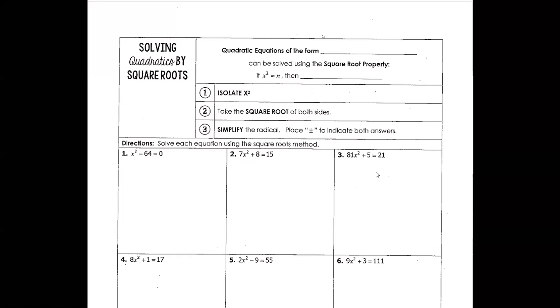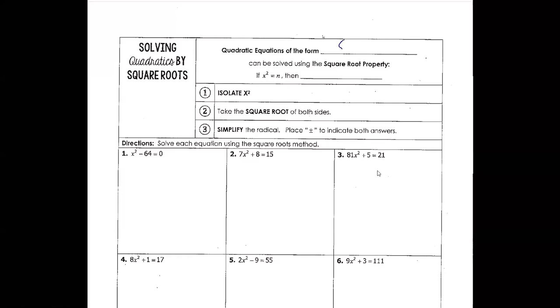Start recording. We're going to be looking at solving quadratics by square roots. Let me make sure I got my key here, so make sure I mention everything I wanted to. All right, so usually this method you want to use if you have the form.